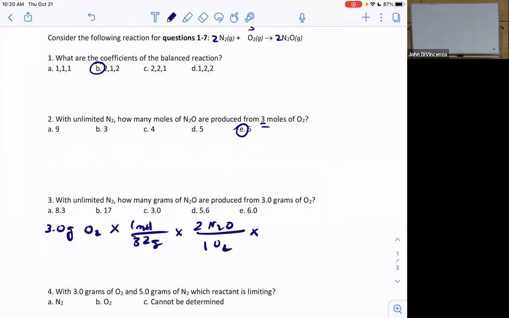So nitrogen's 14, so that's 28, and 16, 44. Is that right? 28 and 16, yeah. And what do we get? 8.3. Well, it's 8.5. Oh, I was like 8.3. That's not a choice. There it is. Yeah, so it comes out to be about 8.3, which is A. That's just mass of A to moles of A, moles of A to moles of B, moles of B to mass of B.